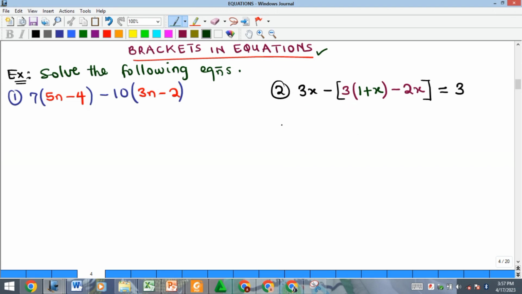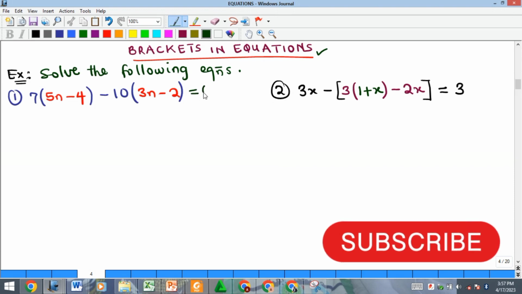In this video we're going to continue our studies on simple equations, and we're going to see how to solve problems that involve brackets in equations. This is how the examples or questions will look, and then you'll be asked to solve. To solve means we should find the value of the unknown, like I will always say. This is equal to 0.